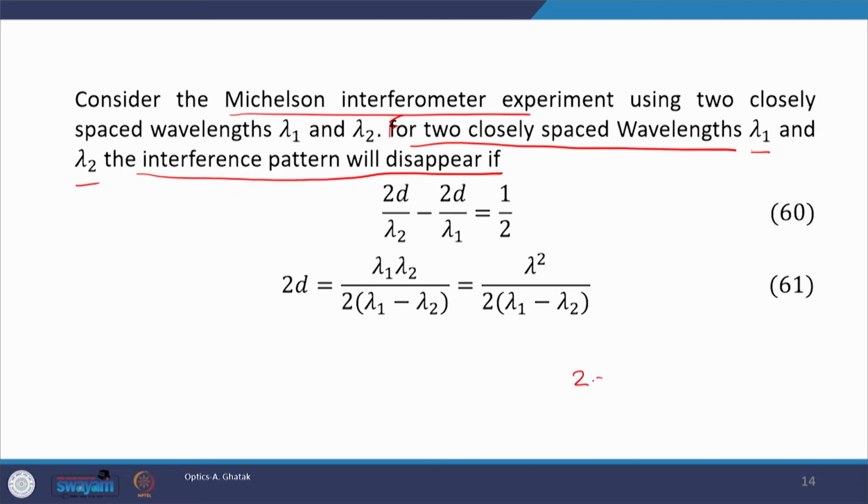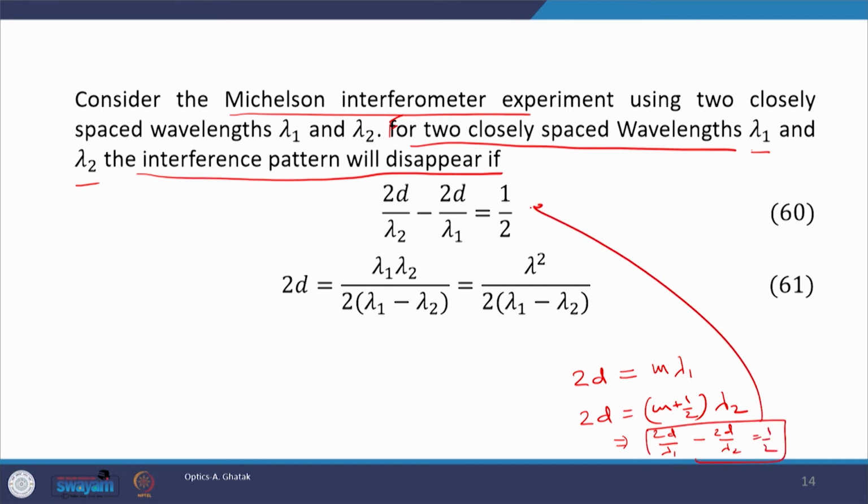Suppose it is normal incidence, then 2d is equal to an integral multiple of wavelength, m lambda 1, for the first wavelength. For the second wavelength, 2d is equal to (m plus half) lambda 2. Now, take the difference between the two, and you will get 2d by lambda 1 minus 2d by lambda 2 is equal to half. This is the relation which is written here.